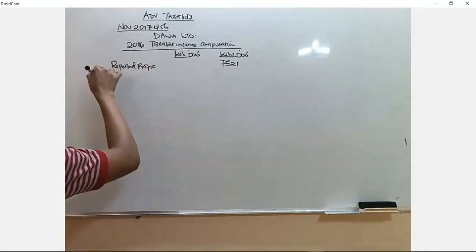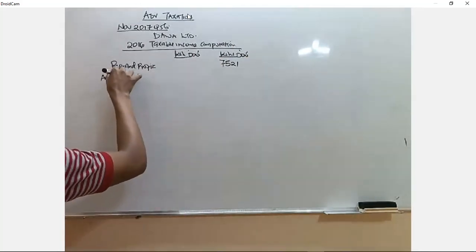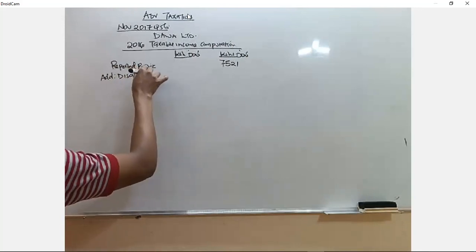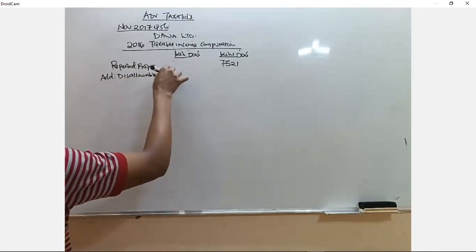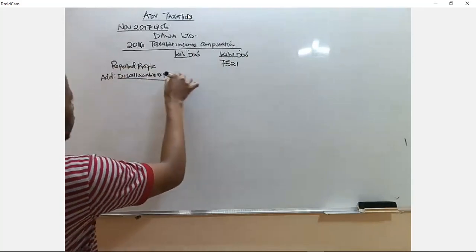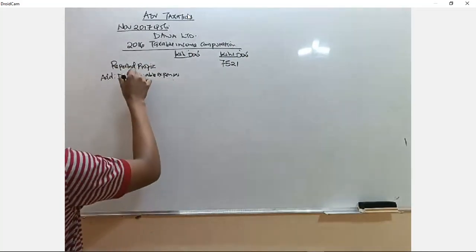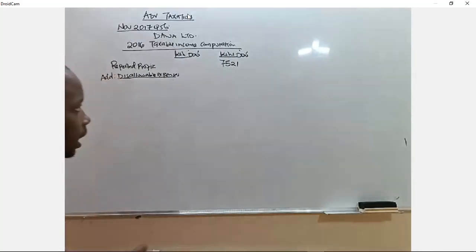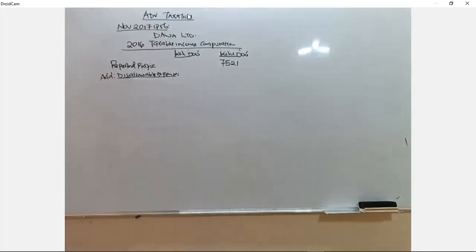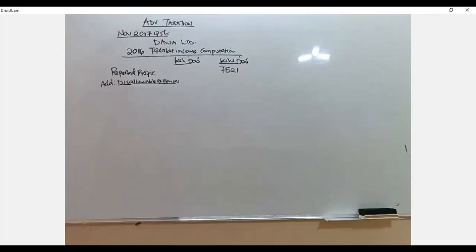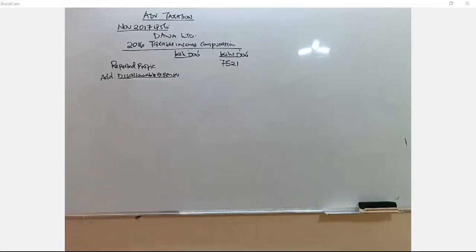We said, let us add back disallowable expenses. All the disallowable expenses. These are the expenses which are not recognized by the Tax Act. Now, as I have said, we basically start with the additional information. Additional information basically assists you to sort out your problem very quickly. So let me start with this additional information here.